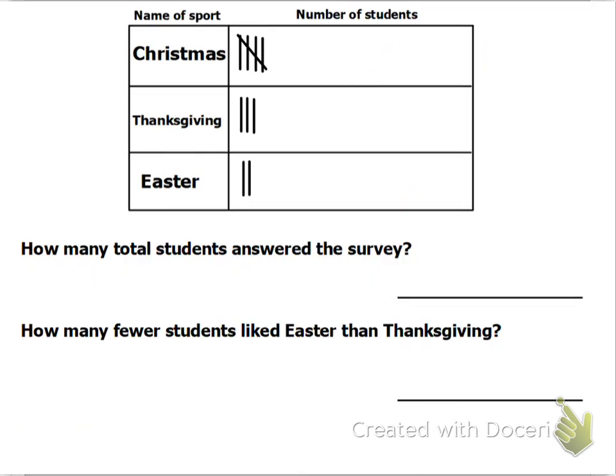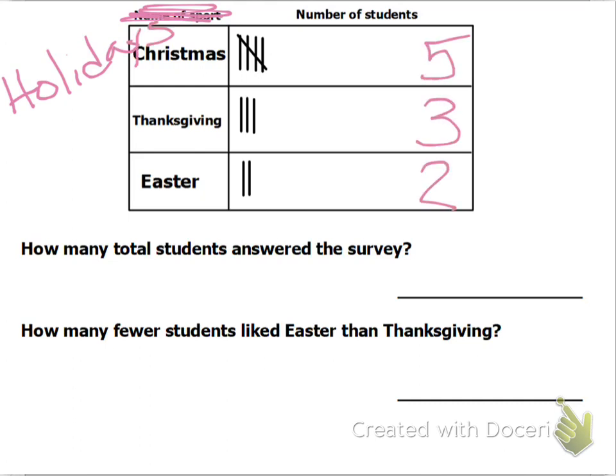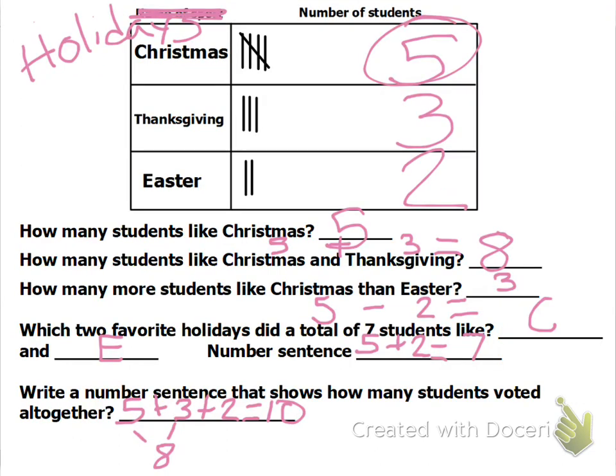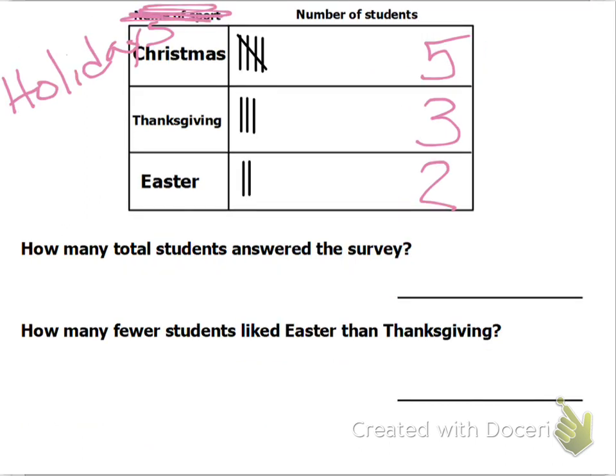Now keep going, because we have a few more. We know we're talking about the holidays. We know it was 5, 3, and 2. How many total students answered the survey? Well, we know that what we just answered, we just wrote a number showing how many students voted together. So we know it was 5 plus 3 plus 2 equals 10. So we know that all together was 10 students.